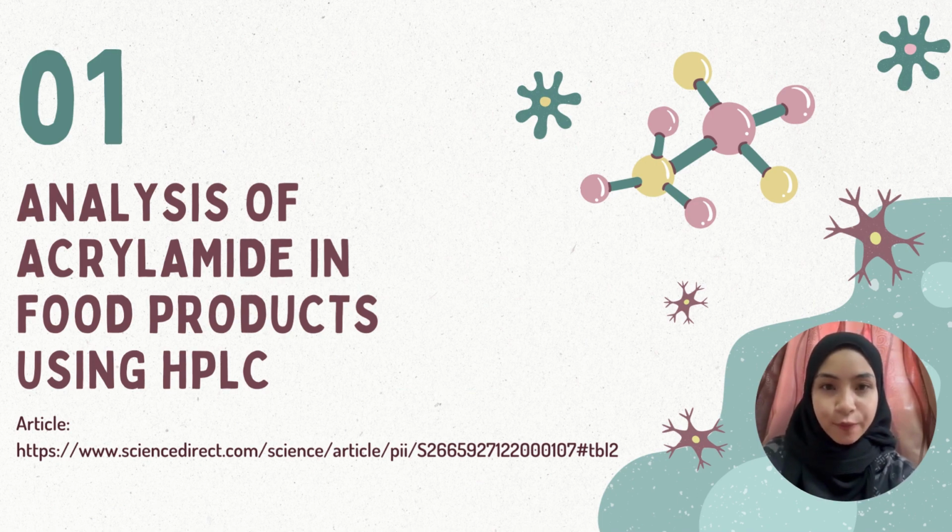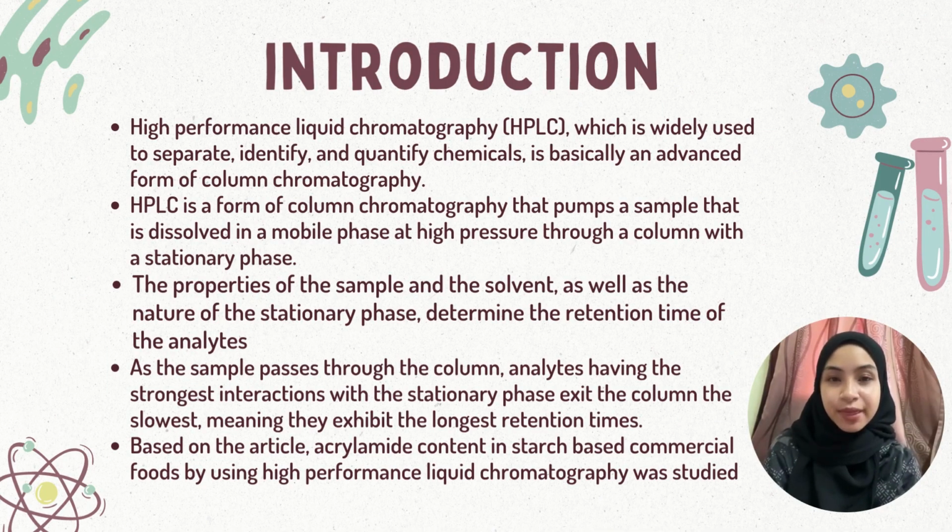I will begin this video presentation with the title Analysis of Acrylamide in Fruit Product using HPLC. High Performance Liquid Chromatography, HPLC, which is widely used to separate, identify and quantify chemicals, is basically an advanced form of column chromatography. HPLC pumps a sample that is dissolved in a mobile phase at high pressure through a column with a stationary phase.